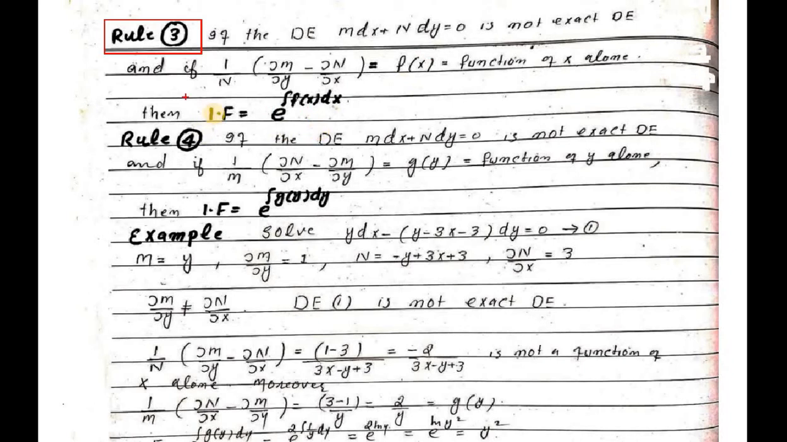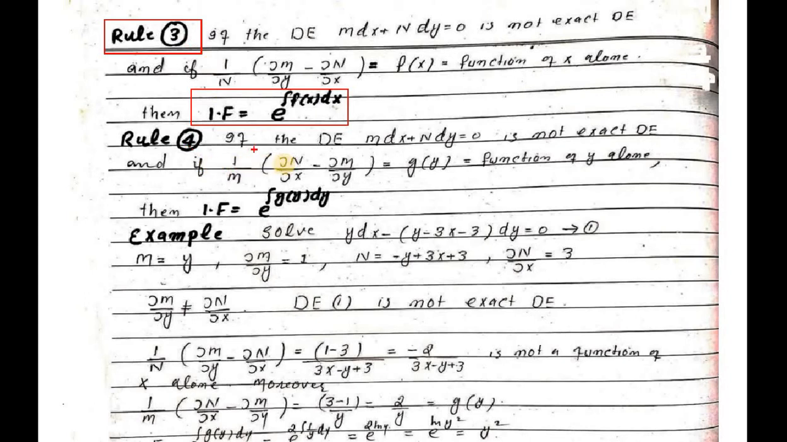So if the differential equation is non-exact and if the value of this expression is a function of x alone, then we will find the integrating factor by using e raised to the power integral f(x) dx. This is rule number 3.